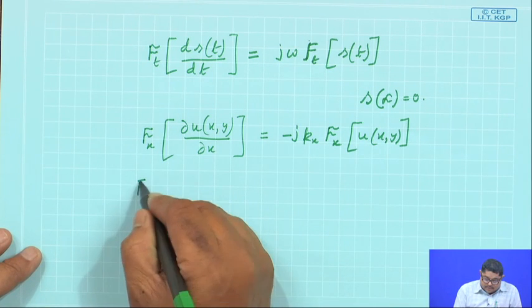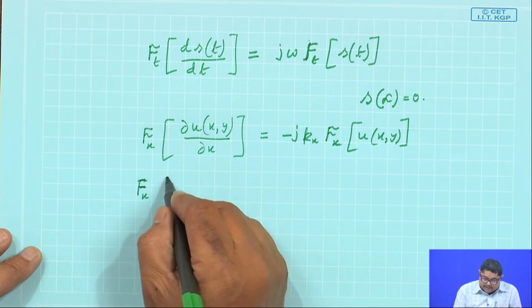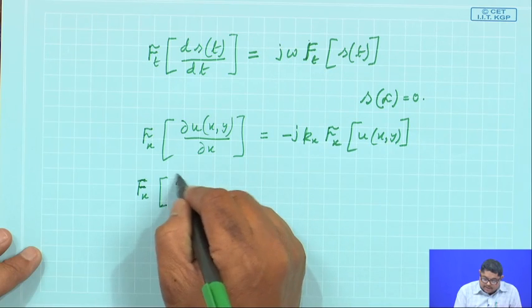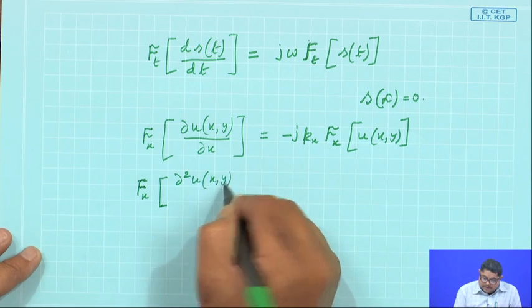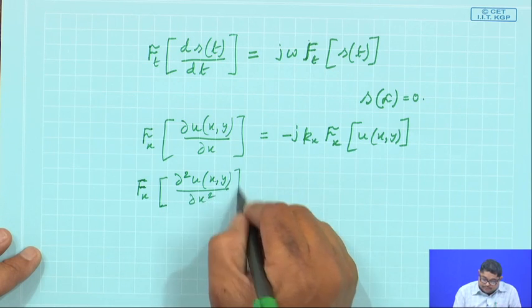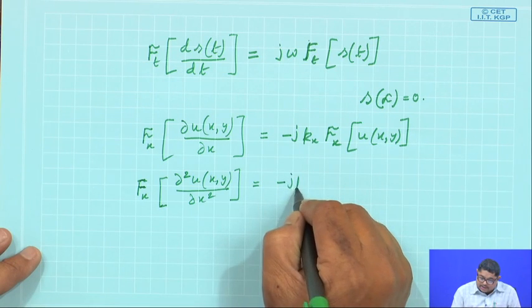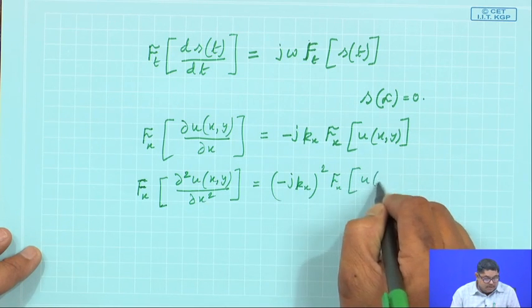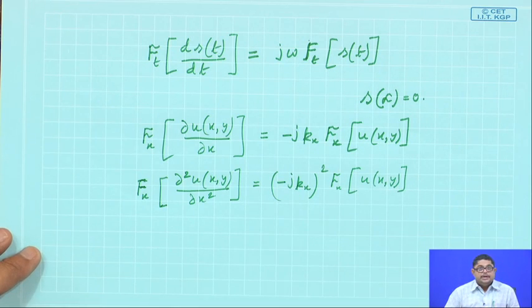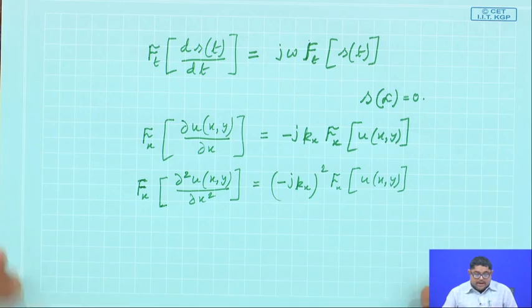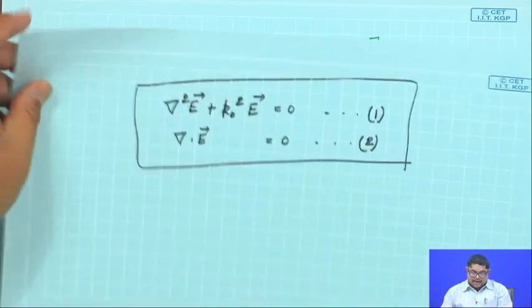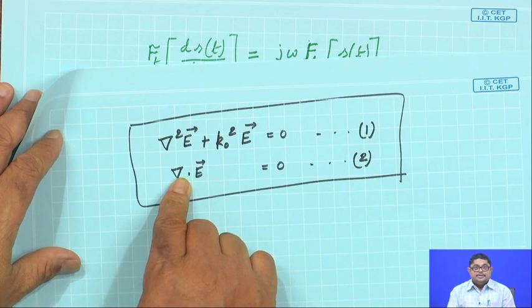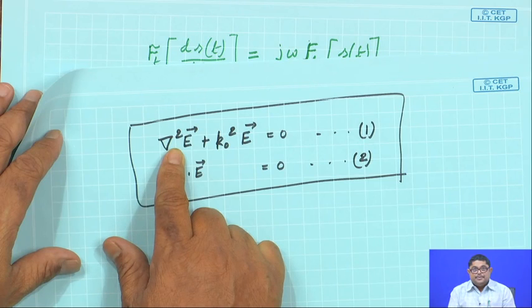In the spatial case, similarly, this f is an operator, that is why I am trying to write it in curly form. So, for a two dimensional function, what will happen to this del x squared? This will be minus j k x whole squared times f x of u x y, etcetera, I can do. Why am I doing this? Because I have del square here, del x square, del y square, that is why I am doing this.